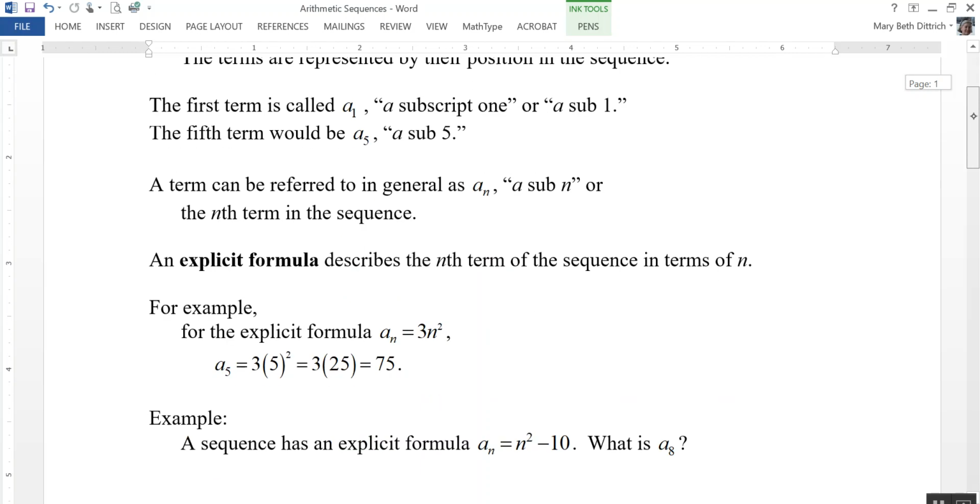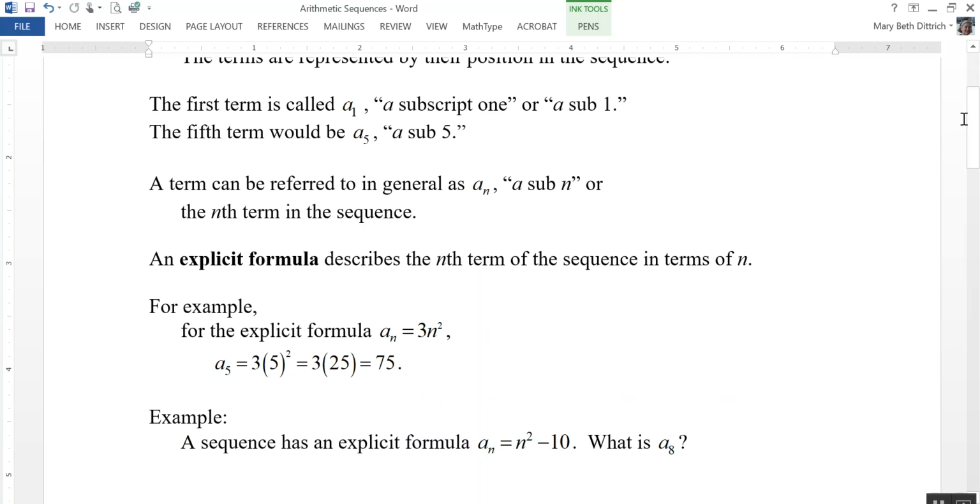An explicit formula describes the nth term of the sequence in terms of n. So for example, for the explicit formula a sub n equals 3n squared, the fifth term in the sequence, or a sub 5, would take 5 and substitute it into the explicit formula for n. So 3 times 5 squared, or 3 times 25, which is equal to 75.